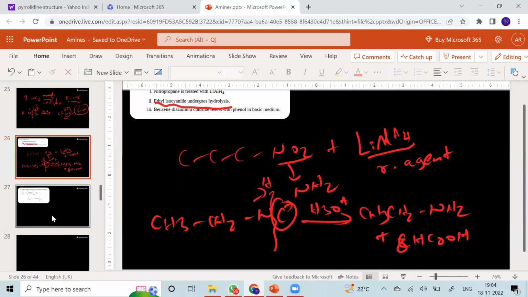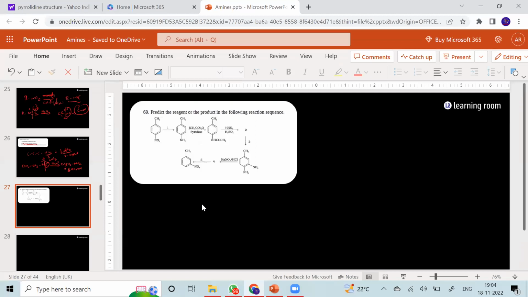Next, predict the reagent of the following. So we have CH3NO2 to CH3NH2. Again, how many times? Sn/HCl would be the answer. Now this, converting into this by adding this, that's okay, right? Then we are going for HNO3 and H2SO4.